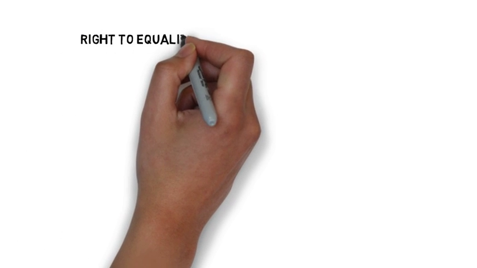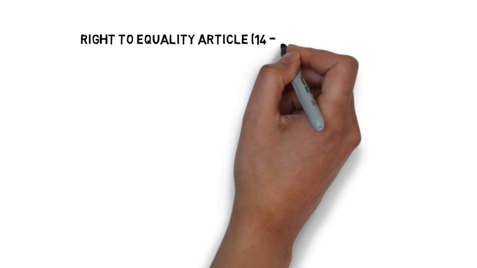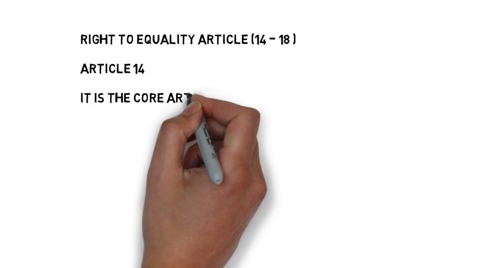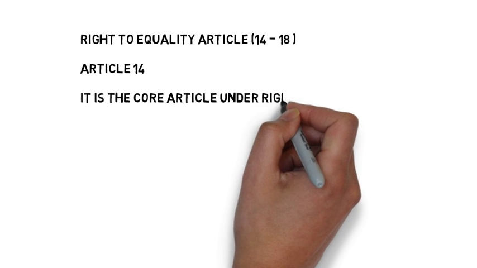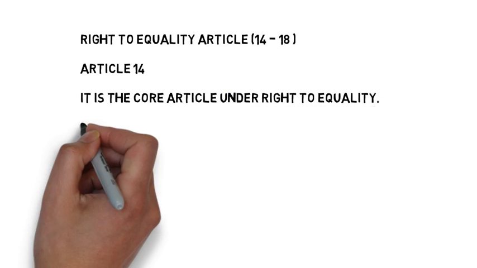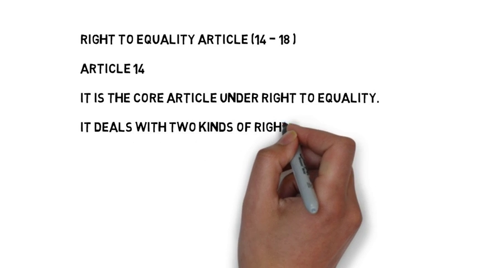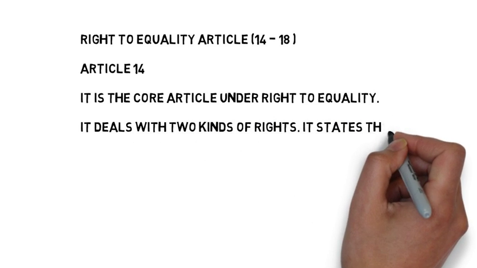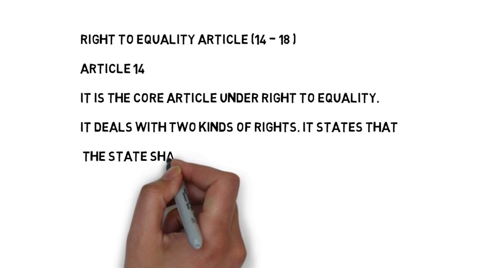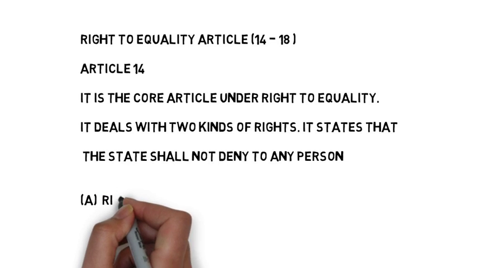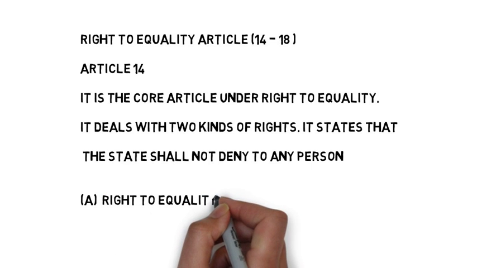Now we are going to learn about the right to equality in detail. Right to equality is contained in Articles 14 to 18 and we will try to understand each and every part of it separately. So here we will first deal with Article 14. Article 14 is the core article under the right to equality.